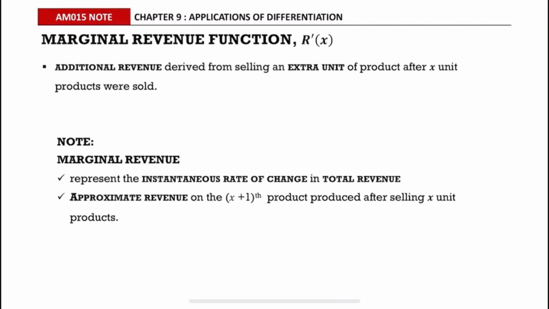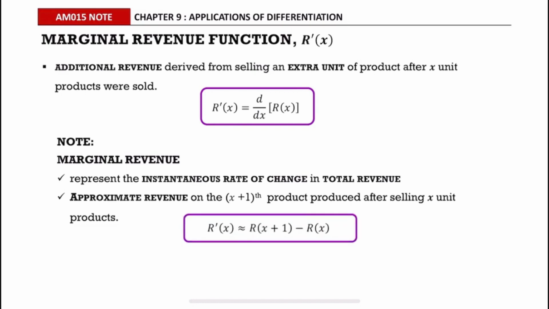Marginal revenue function is denoted as R prime of X. It is the additional revenue derived from selling an extra unit of product after X unit products were sold. Marginal revenue function equals the differentiation of revenue function. Marginal revenue represents the instantaneous rate of change in total revenue, and it approximates revenue on the X plus 1 product produced after selling X unit products. Or it's simply approximately R of X plus 1 minus R of X.